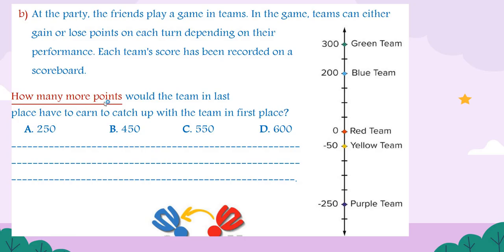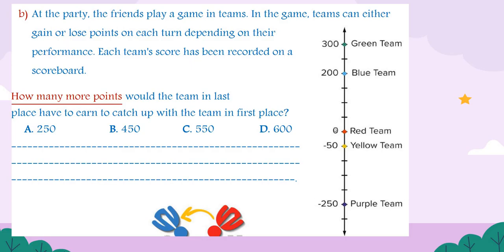Okay, the question here is what? How many more points would the team in last place have to earn to catch up to the team in first place? First of all, which one is in last place? Yes, the purple team. Yes, super. So this is the last place. And how many points does this team have to gain to catch up to the first place, which is what? 300, right? 300 points.